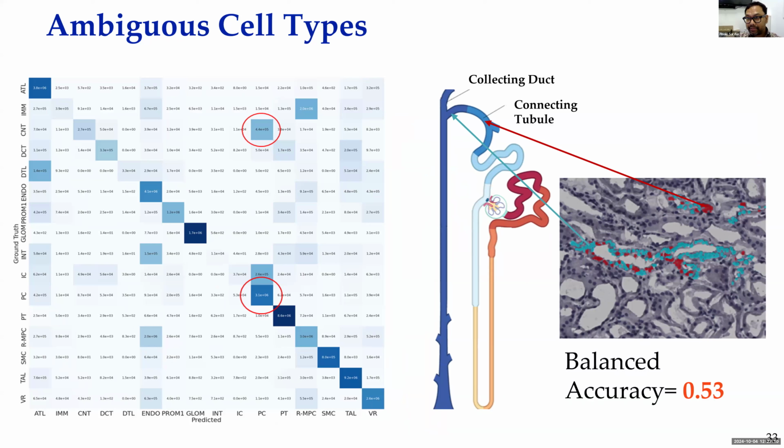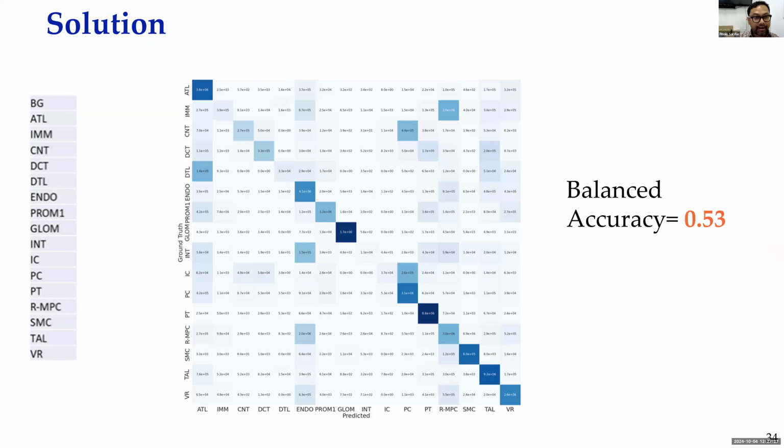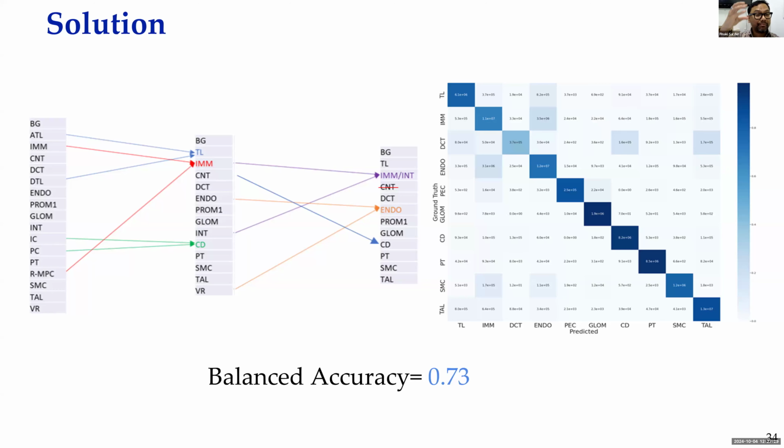For example, with cell types, there is confusion between collecting duct cells like principal cells and intercalated cells, which look very similar. So even if you try to separate them, they can never be separated. So once we understand that, what we do is merge cell types, and we say, okay, they cannot be separated. We merge, and we come up to these 10 cell types where we obtain 0.73.